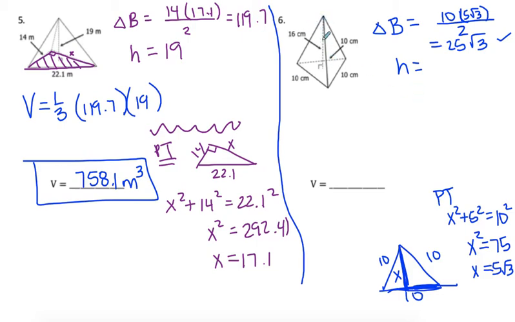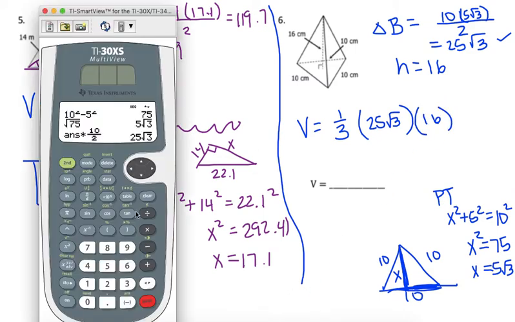Good, we didn't have to do anything to find it. They're already telling us apex to center is 16 is what they're pointing at. So our volume, we're going to take 1/3 for pyramid. And then we'll do 25 radical 3 times 16. Again, my calculator will do a lot of this for me, so that's why I'm letting it figure that out for me. So 1/3, 25 radical 3, and times 16 for the height.